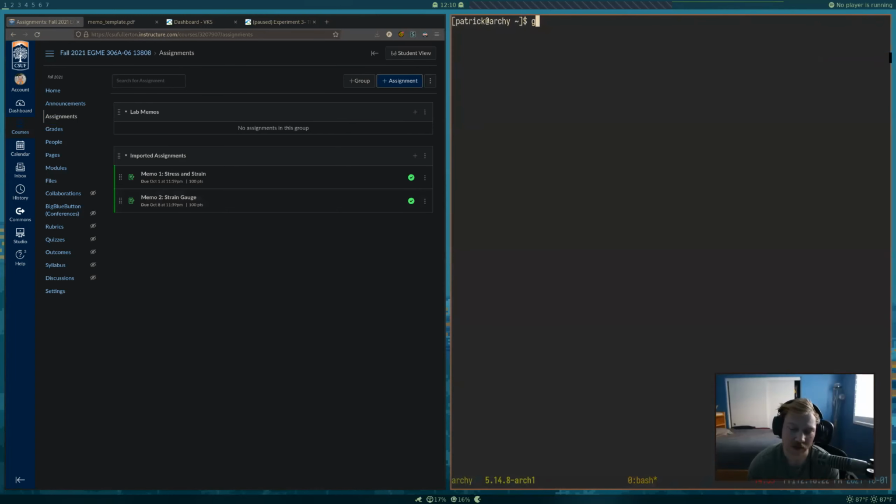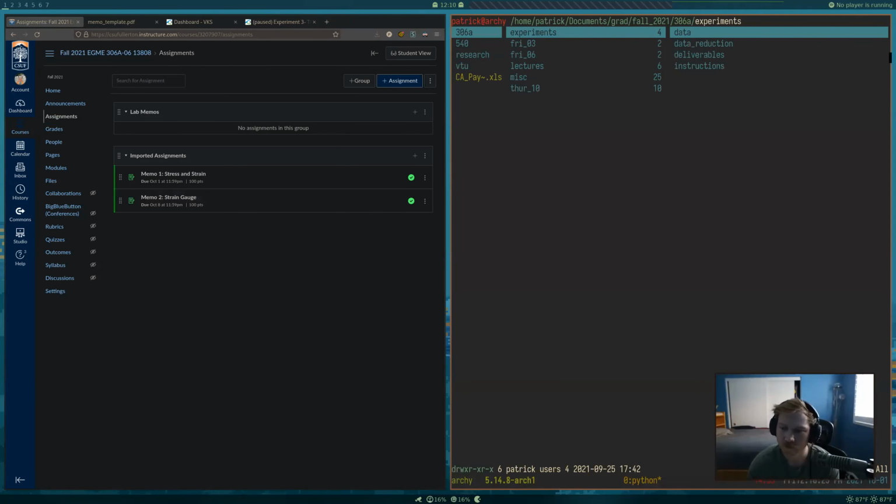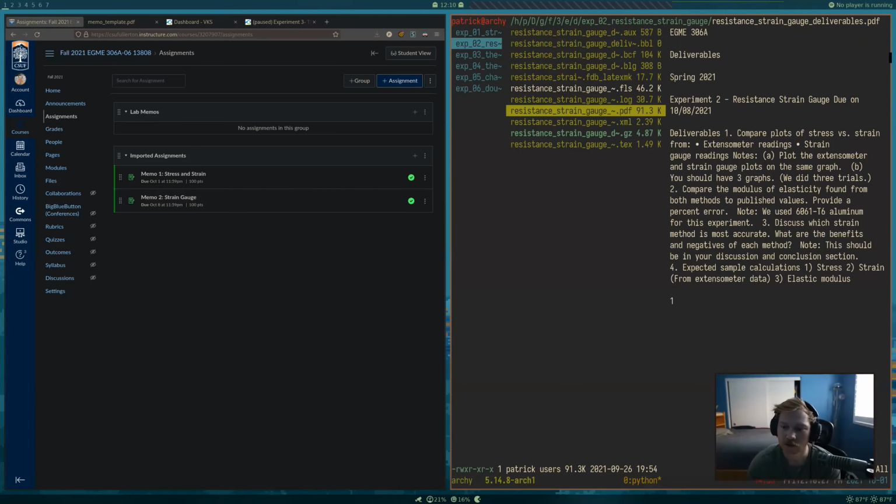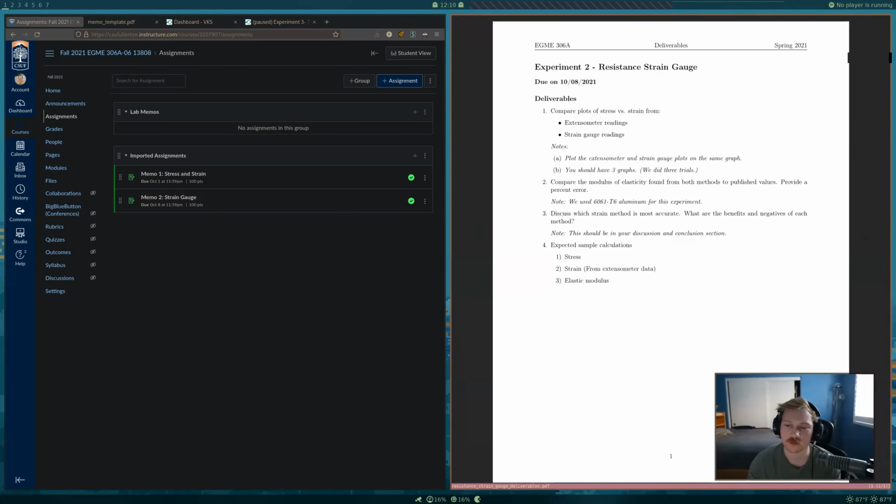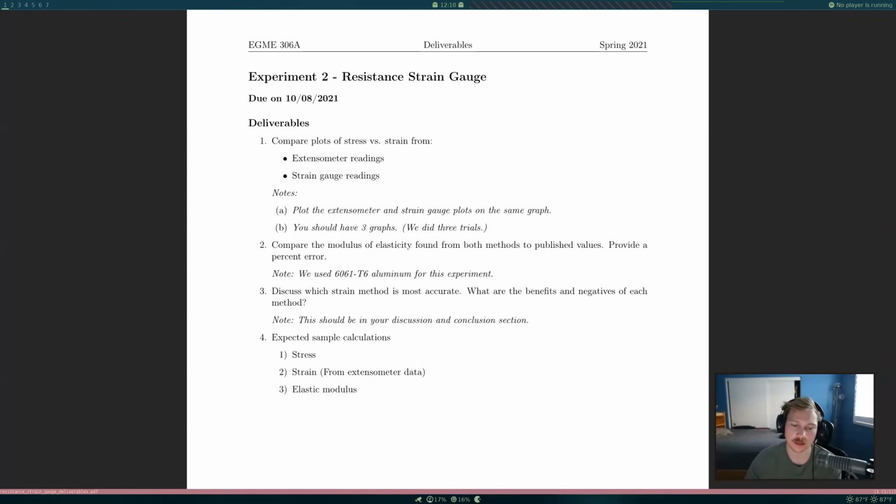In fact, it's actually easier. There's less to do. So for Memo 2, the deliverables are kind of like a checklist for what should be in your report. For Memo 2, we have to have a stress and strain curve. We're going to have 3 different figures because we had 3 different test runs, and each figure is going to have 2 curves on it. One is the stress strain curve corresponding to the extensometer, and the other is from the strain gauge.